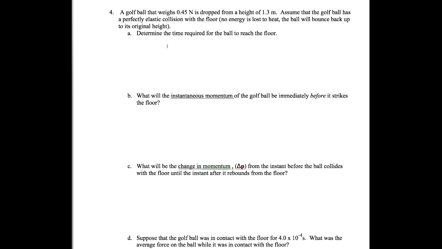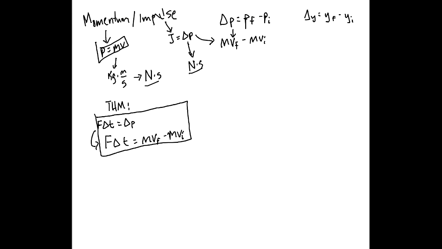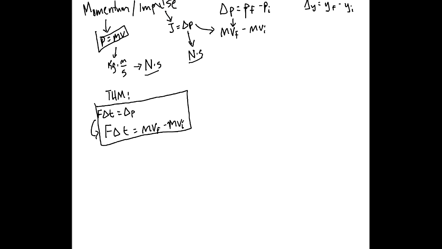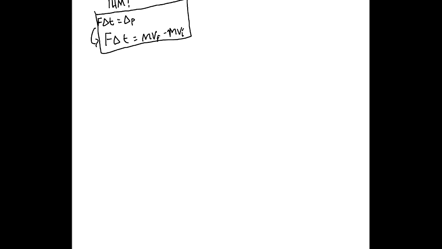So, 4A, first we've got a golf ball and it weighs 0.45 ounces, so let me scroll down here. And so we've got a golf ball and its weight is 0.45 newtons. And we say that it falls a height of 1.3 meters.